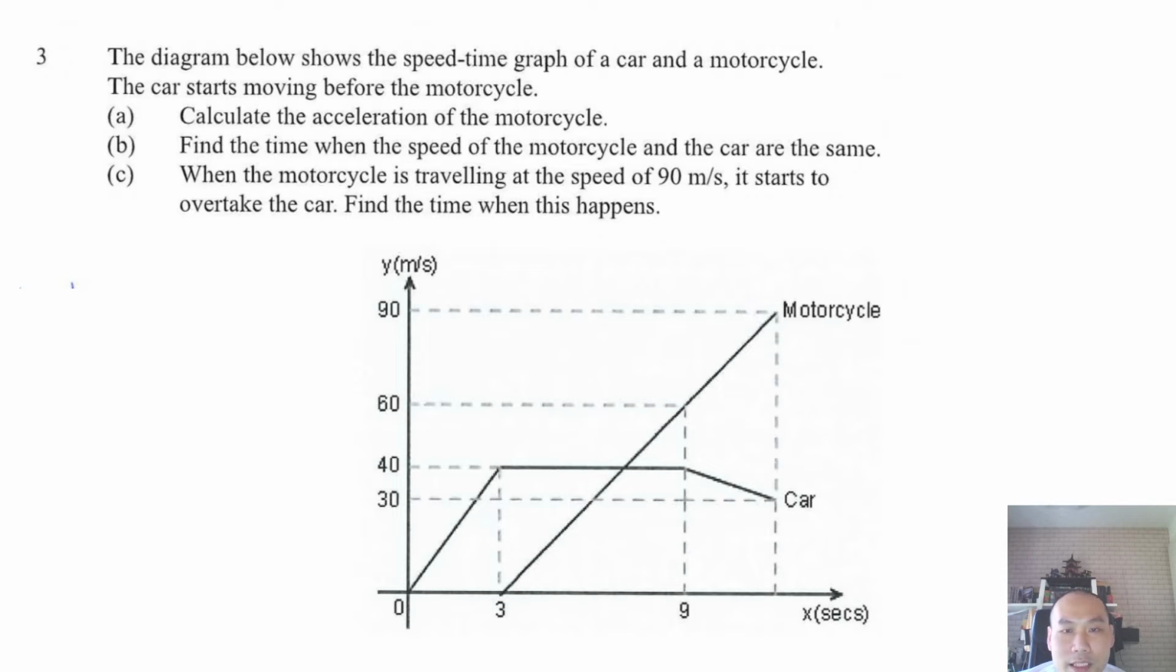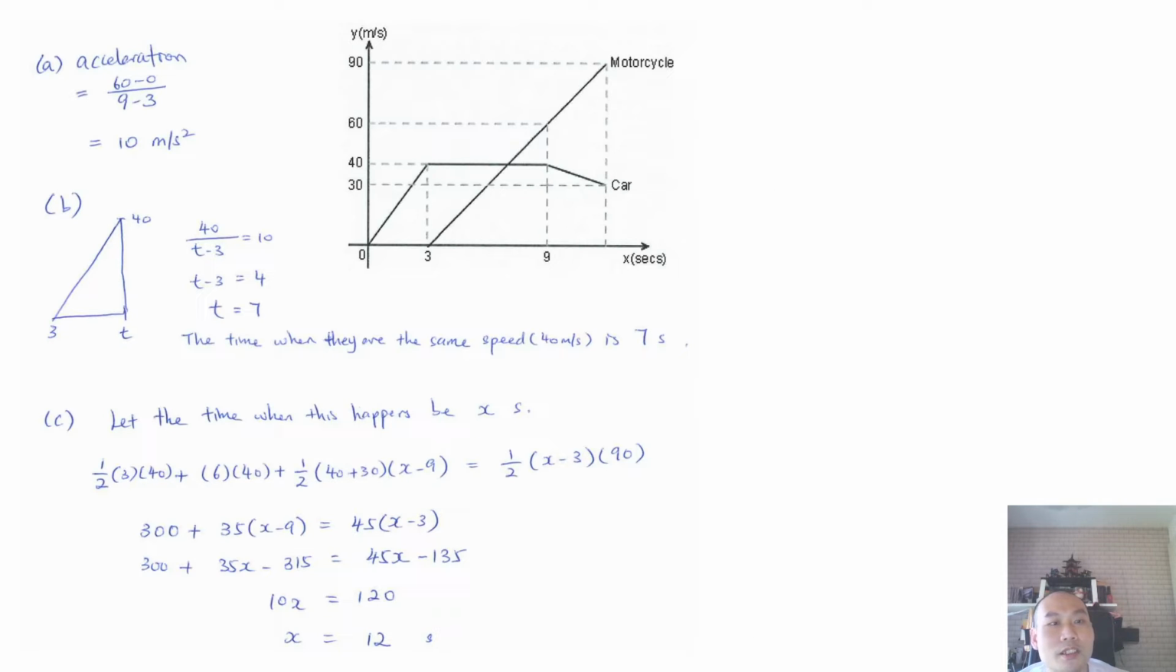So that tells us that the acceleration will just be the rise over run, and we can do that, right? So the acceleration, rise over run, 60, which is the rise. Why do I not use 90? Well, because I do not know the time when the motorcycle is at 90. So because the gradient is constant throughout the entire journey, I just look for another point where I have both the x value and the y value, right? And that will be at 60, because at 9 seconds it is 60 meters per second.